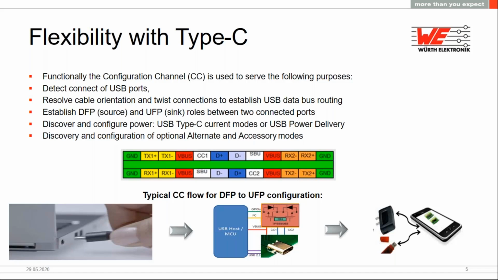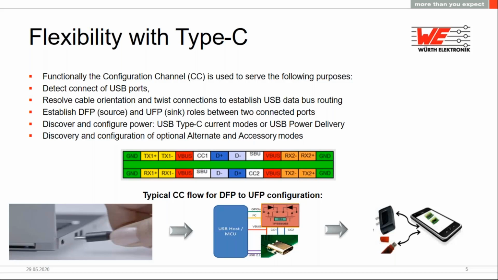It also establishes a connection, like which connection is DFP, which is downstream facing port, also known as the source, and which of the connection is UFP, which is upstream facing port, also known as sink. Next, it can also discover if we are operating the connector in current mode, or if we are using it in some advanced mode such as power delivery or working it in optional alternate or accessory modes. So with the help of these configuration channels, we can identify how the connector is working.